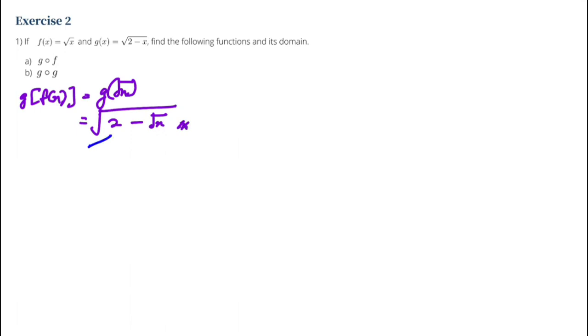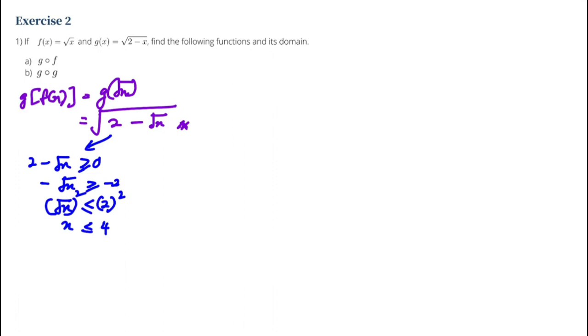And how to find out the domain? First, we have to determine the domain for this final expression. This final expression is the square root of 2 minus square root of x. So the terms inside the square root must be non-negative. Therefore, 2 minus square root of x must be greater than or equal to 0. Negative square root of x is greater than or equal to negative 2. We can make both sides positive, then we have to reverse the inequality sign. So we have positive square root of x less than or equal to positive 2. We need to square both sides in order to get x. Therefore, x is less than or equal to 4.